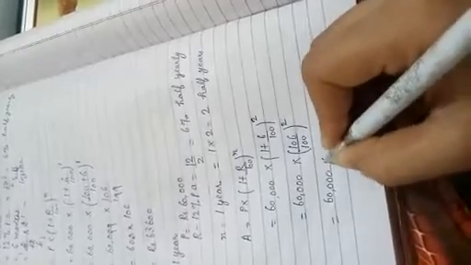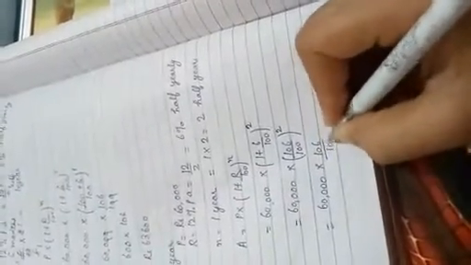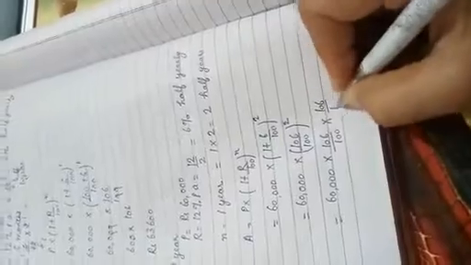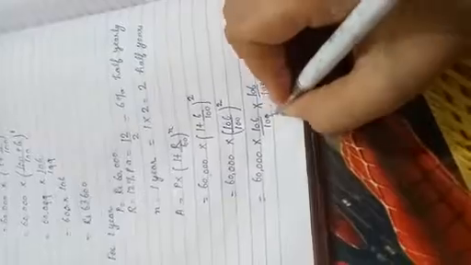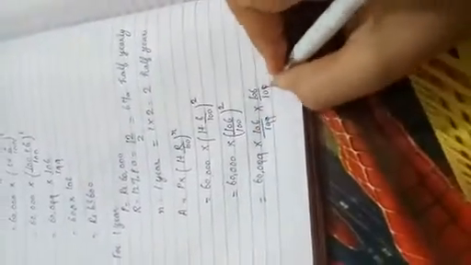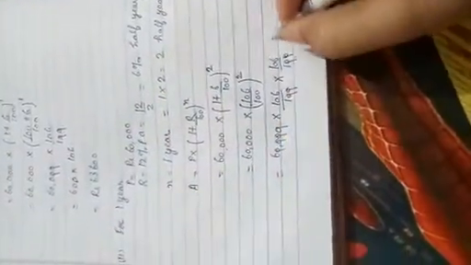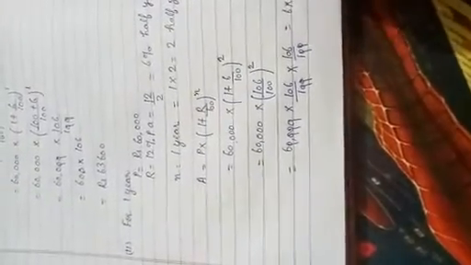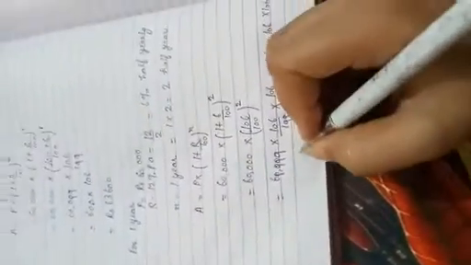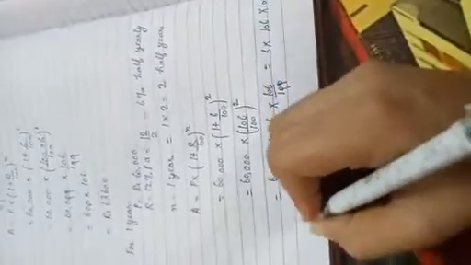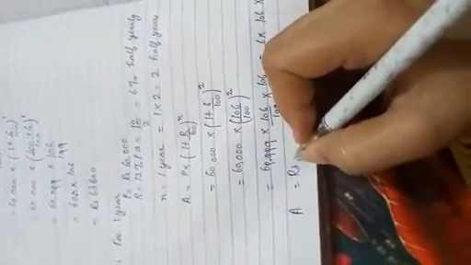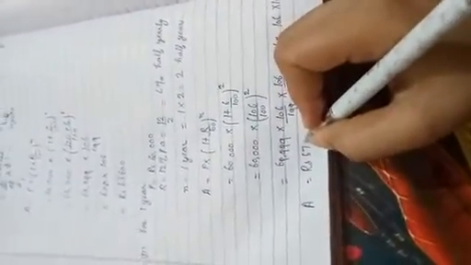Now open the bracket, 2 times, write it down 2 times because we have exponent 2 over here, and solve this. Cut this with 2 zeros and these two with this. We will have 6 into 106 multiply 106, and the amount paid by Vasudevan after 1 year is rupees 67,416.